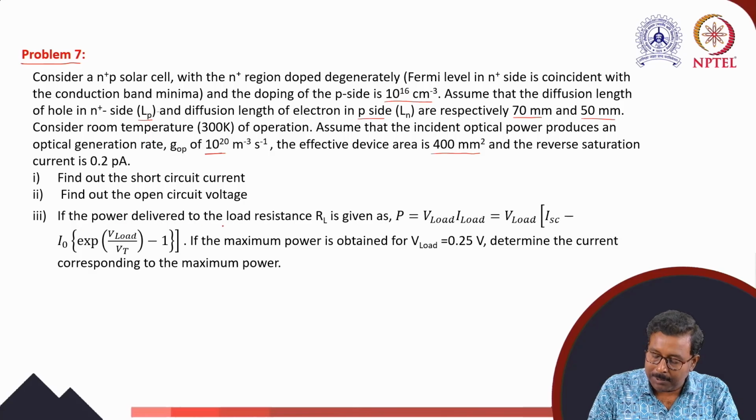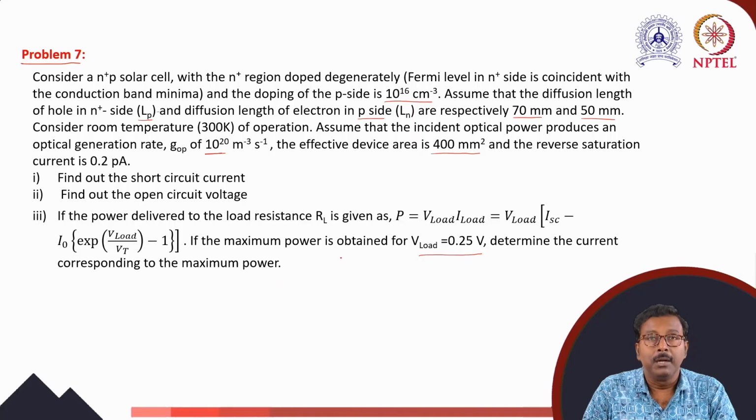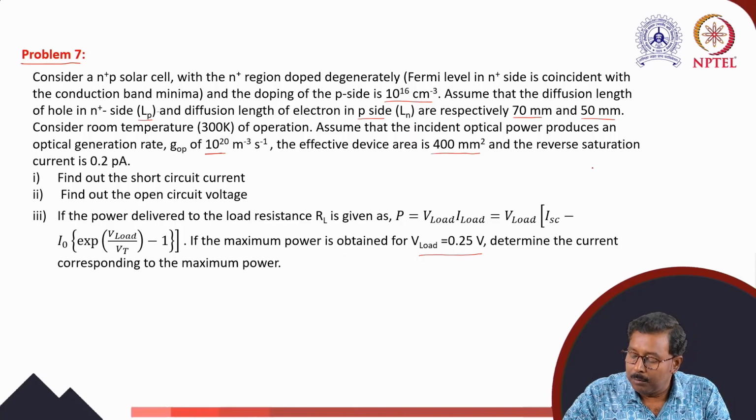If the power delivered to the load RL is given as P equal to V load into I load, equal to V load within bracket ISC minus I0 exponential V load by Vt minus 1. This is basically the expression for the load current, or the total current delivered to the load. So V load into the current delivered to the load, I load, the product is this. If the maximum power is obtained for V load equal to 0.25 volt, determine the current corresponding to the maximum power. First of all, if you draw the structure, it looks like this.